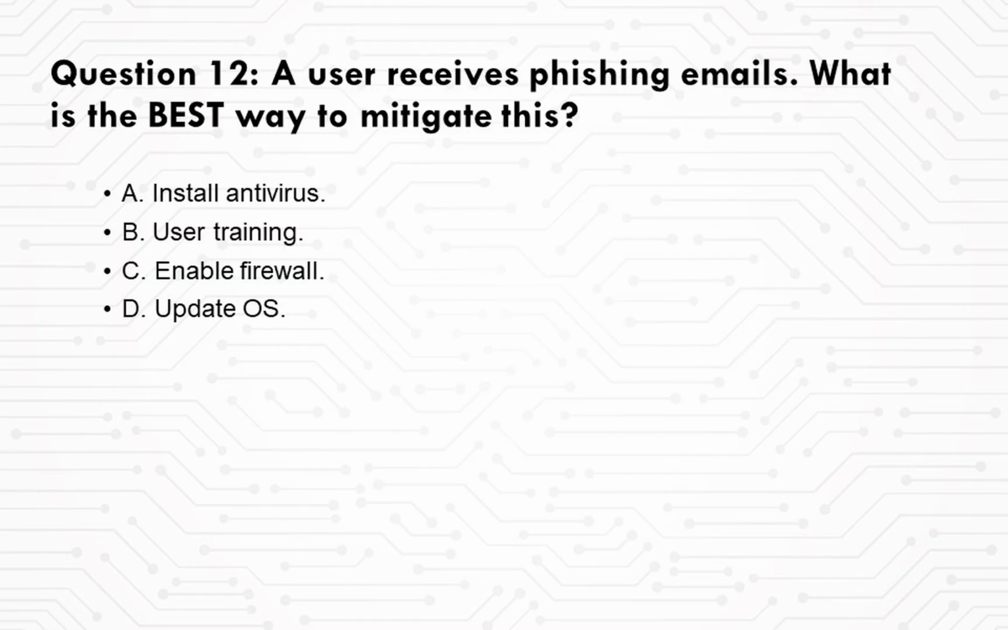Question 12. A user receives phishing emails. What is the best way to mitigate this? A. Install antivirus. B. User training. C. Enable firewall. D. Update OS. Answer: B. Phishing is best prevented through user awareness and training.